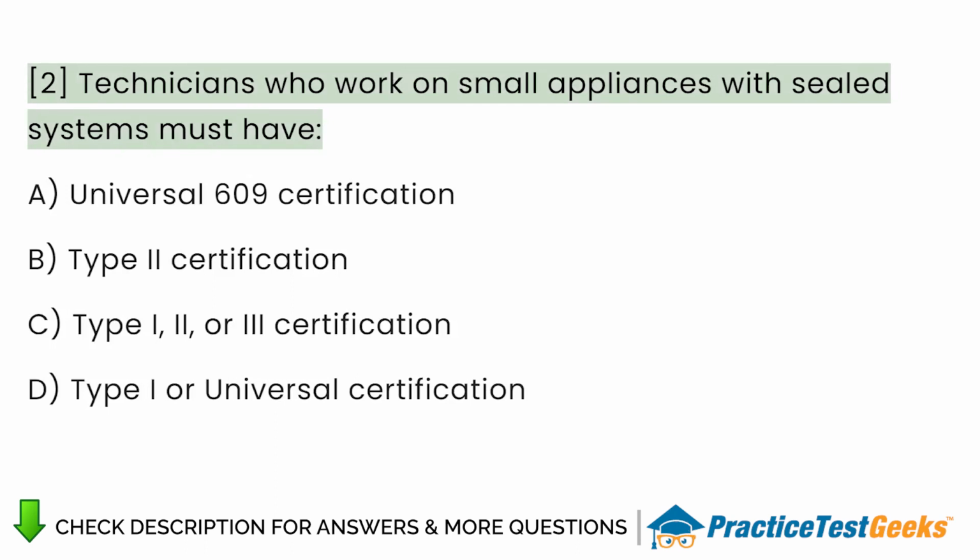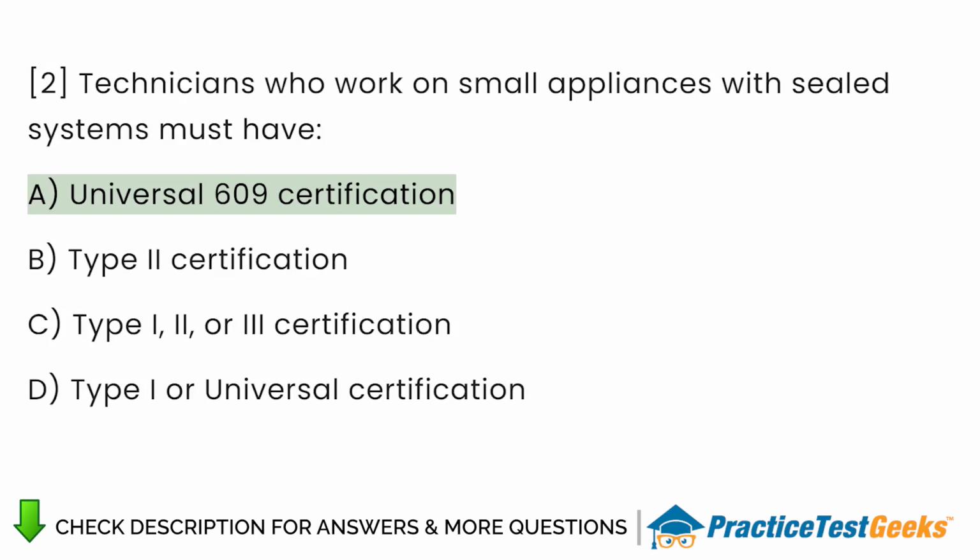Technicians who work on small appliances with sealed systems must have A. Universal 609 certification. B. Type 2 certification. C. Type 1, 2, or 3 certification. D. Type 1 or universal certification.